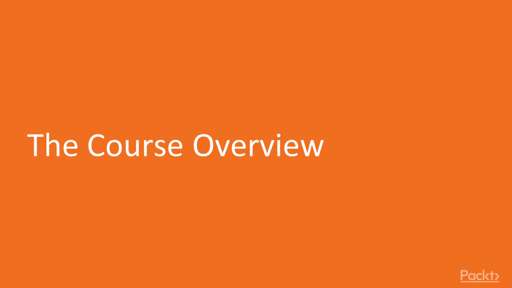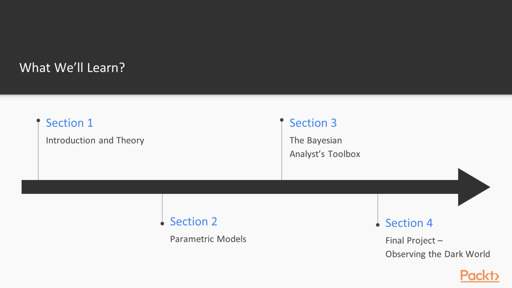Let's talk about the course overview. So what we are going to learn in this course: first of all, we will learn about the introduction and theory of Bayesian inference. Then we will learn about various parametric models. We will learn about the Bayesian analyst toolbox, and we will perform various kinds of projects. And finally, we will end the course with Kaggle's Observing the Dark World problem.